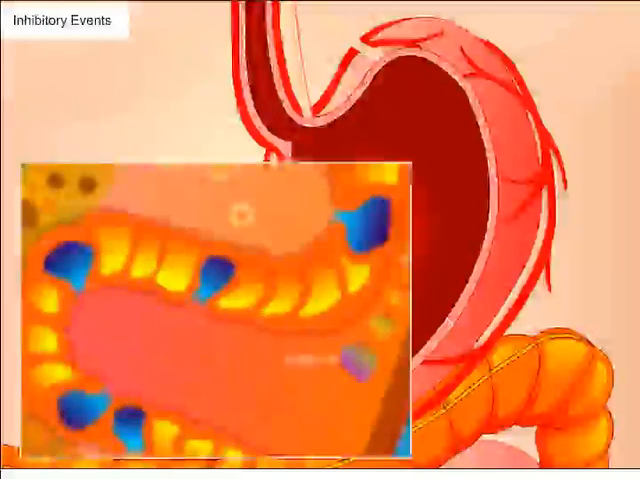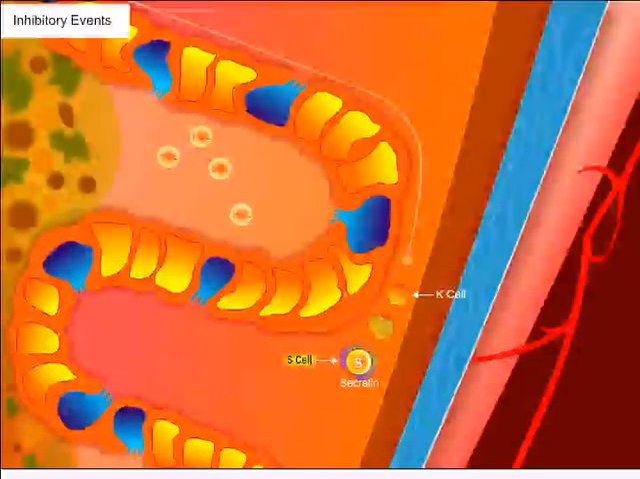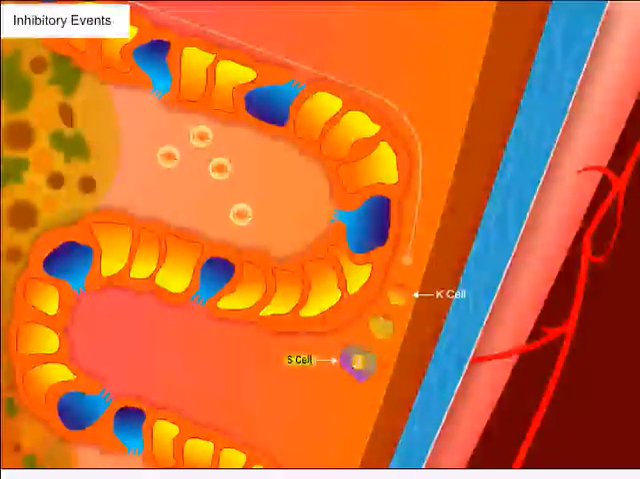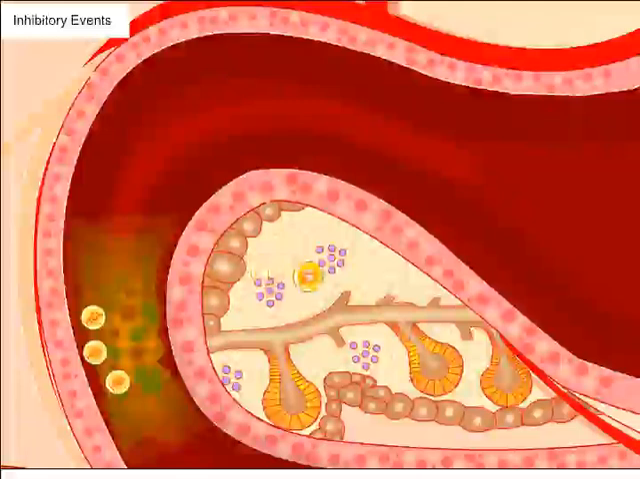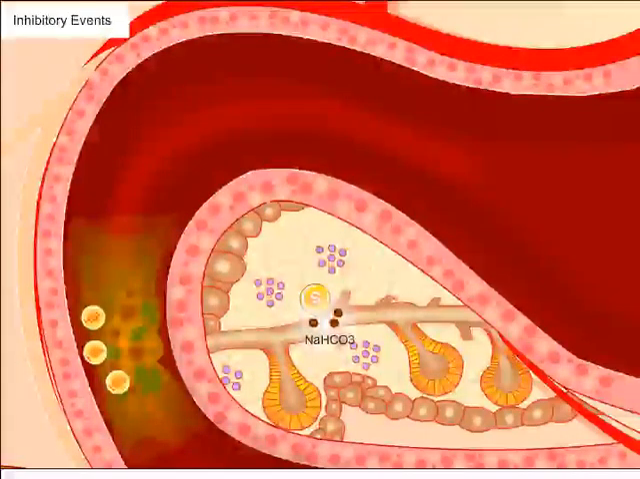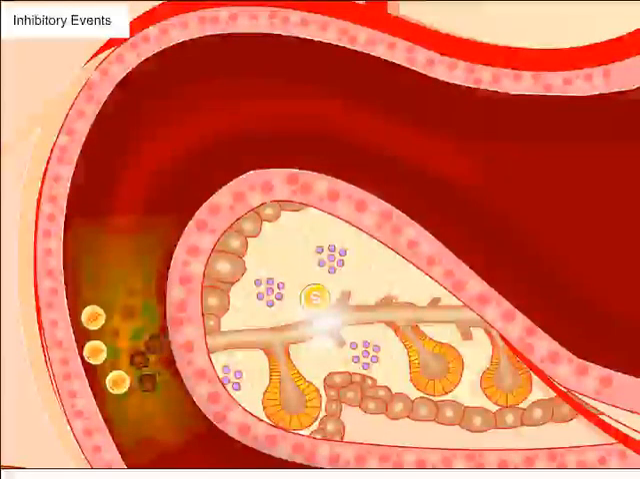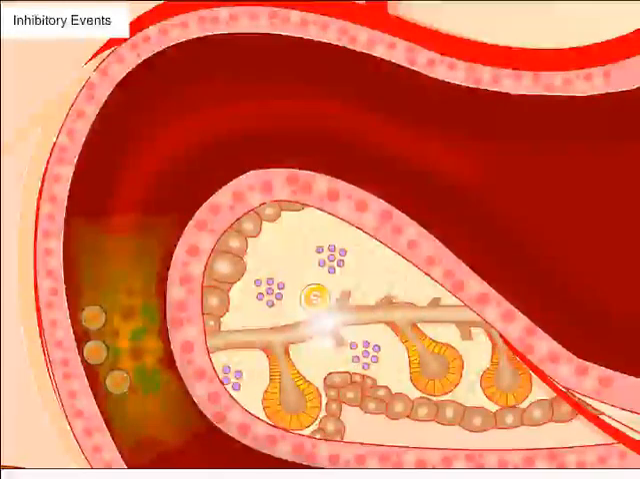Let's proceed to the small intestine. Increased acidity in the small intestine causes S cells in the duodenum to release secretin into the circulation. Secretin travels to the pancreas and causes it to secrete fluid rich in bicarbonate. Bicarbonate is then released into the duodenum. This is the main mechanism by which acid is neutralized in the duodenum.